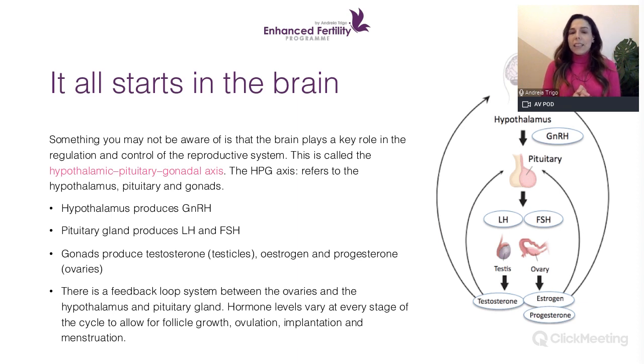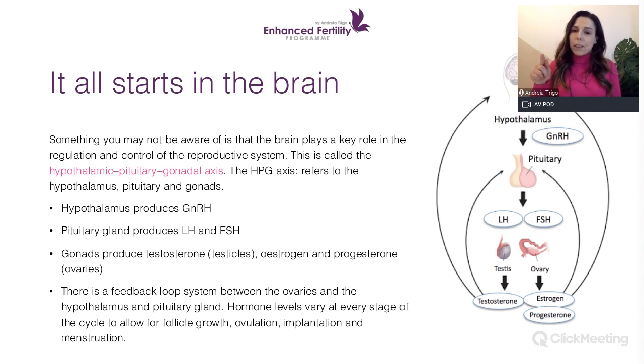And we know that the hypothalamus will produce gonadotropin releasing hormone, which is this one here. This hormone is going to trigger the pituitary gland to produce two very important hormones, LH and FSH. FSH is going to stimulate our ovaries to produce the follicles, and LH is going to trigger ovulation. But these, again, are produced in our brain. And the ovaries are going to produce estrogen and progesterone.